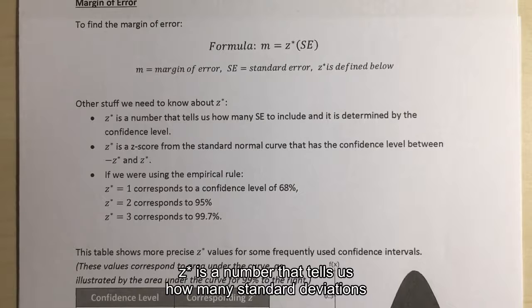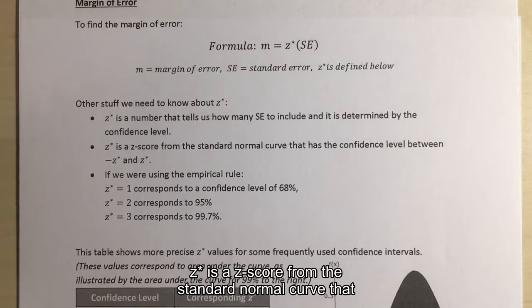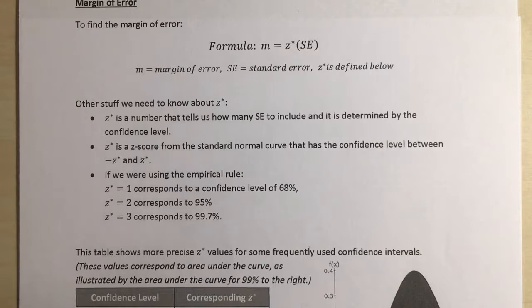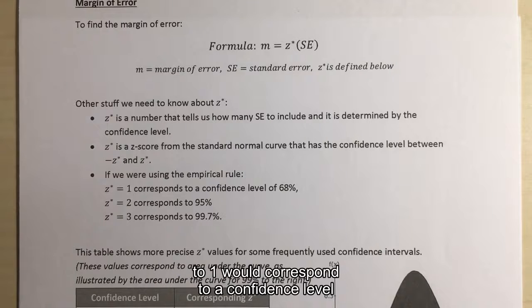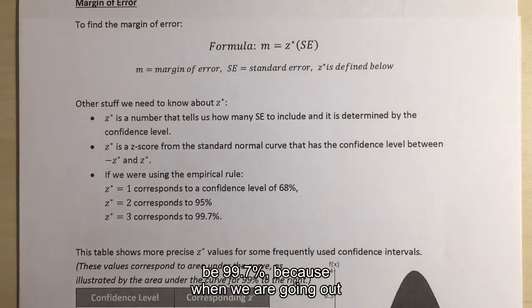So what do we need to know about Z star? Z star is a number that tells us how many standard deviations to include and is determined by the confidence level. Z star is a Z-score from the standard normal curve that has the confidence level between negative Z star and positive Z star. If we were using the empirical rule, a Z star equal to 1 would correspond to a confidence level of 68%. A Z star of 2 would be 95%, and a Z star of 3 would be 99.7%.